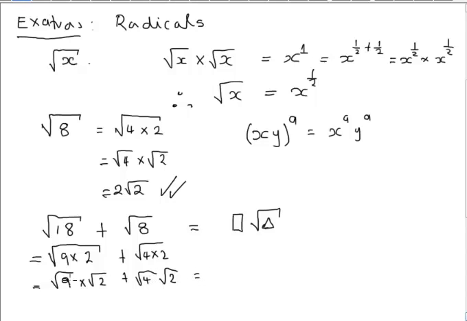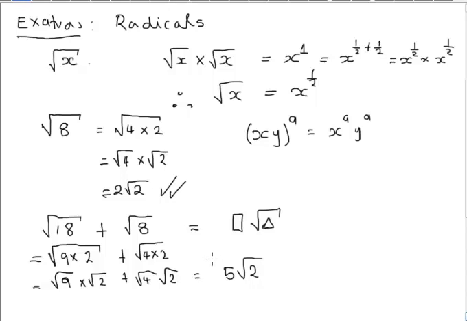Then what happens here? This is 2, this is 3. Isn't it? 3 of these, 2 of these. Added together, 5 square root of 2. All together? Okay. So that is important.